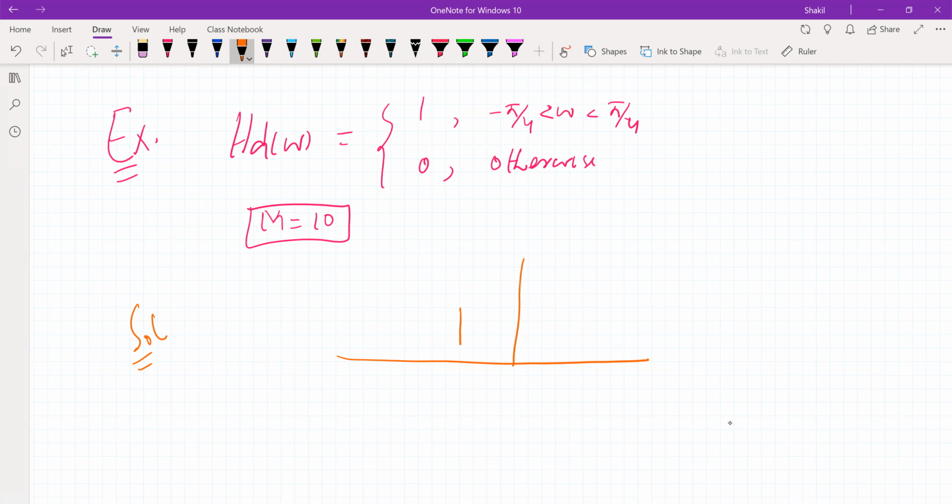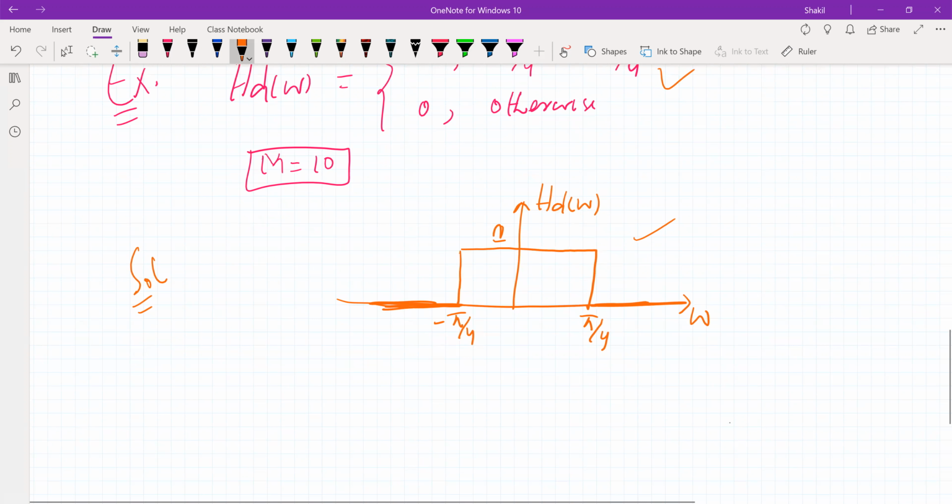So this is equal to 1 from minus pi by 4 to pi by 4, and the rest of the values of Hd of omega are 0. This is the meaning of this. So you can plot it like this. This is the first step. Second step is, what do we do in the second step?